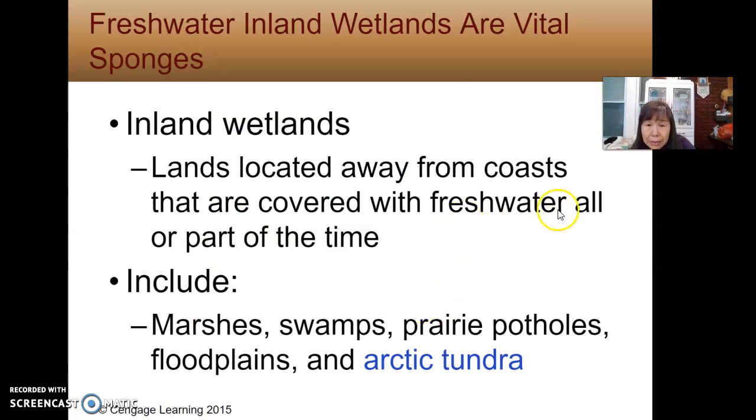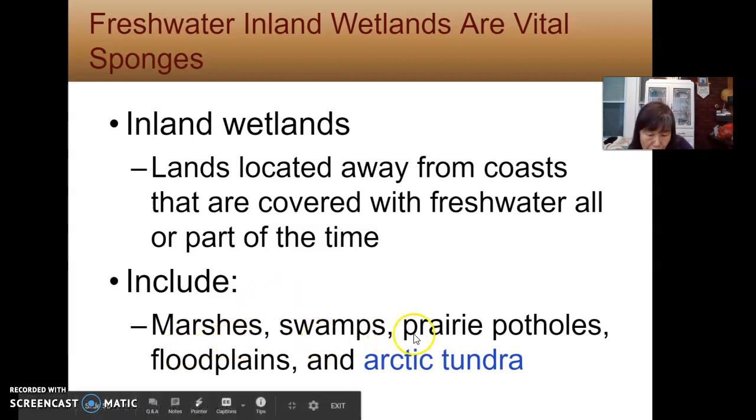And then wetlands, you not only see near the seashore, you can also have inland wetlands. Those are lands, but many times, or for a long period of the year, they are covered by water. Those could be marshes, swamps, prairie potholes, or floodplains, and even Arctic tundra is a part of the inland wetland.